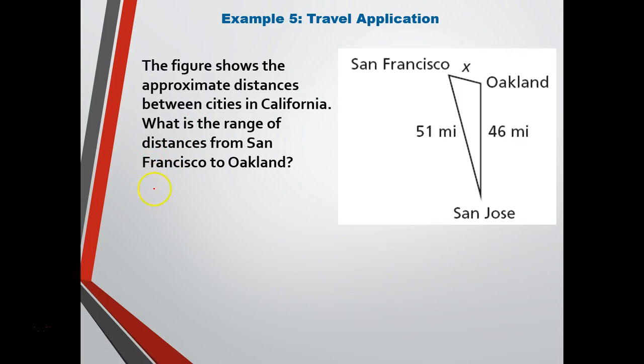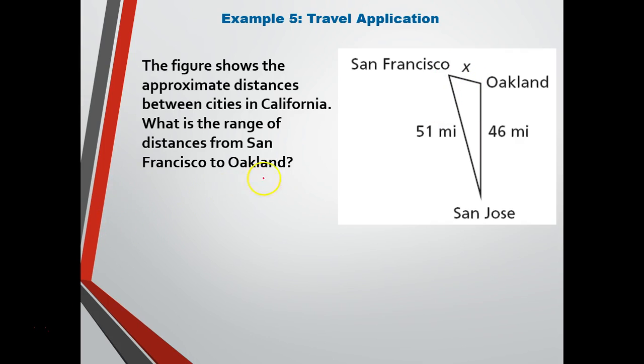Okay, this is just kind of a word problem here, but it's just like the last example. It says the figure shows the approximate distances between cities in California. What is the range of distances from San Francisco to Oakland? So from San Jose to San Francisco and San Jose to Oakland, we know the distances. One's 51 miles and the other one's 46. So we're wondering, what is the range of possibilities for the distances between San Francisco and Oakland?